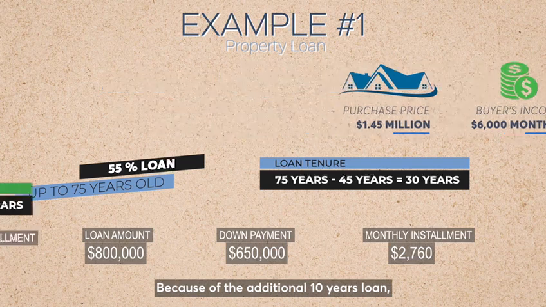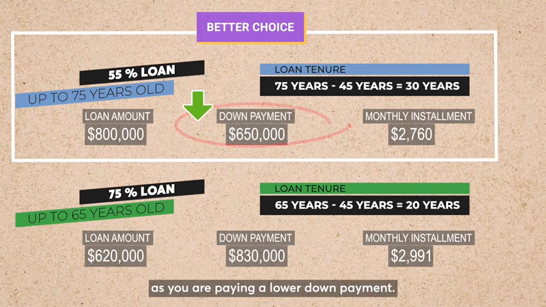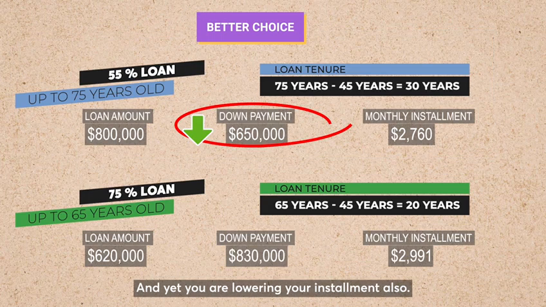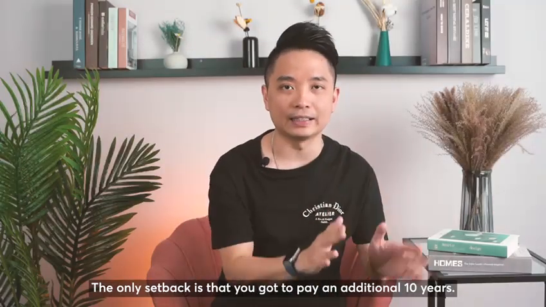Because of the additional 10 years loan, the 55% is a better choice, as you are paying a lower down payment and yet you are lowering your installment also. The only setback is that you got to pay an additional 10 years.